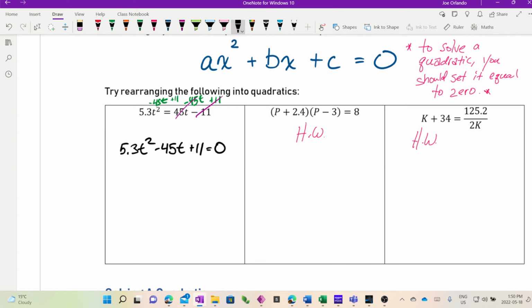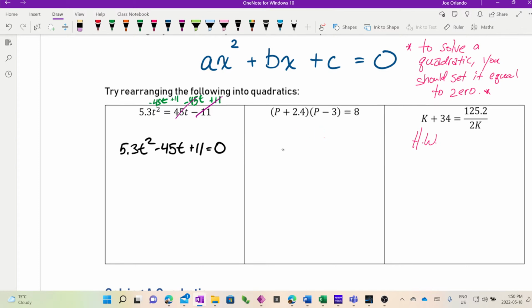I think negative 5.3t squared plus 25t minus 11 functionally has the same solutions as this. Doesn't mean it's the same equation, but it has the same solutions as this. Yes. Very good question.